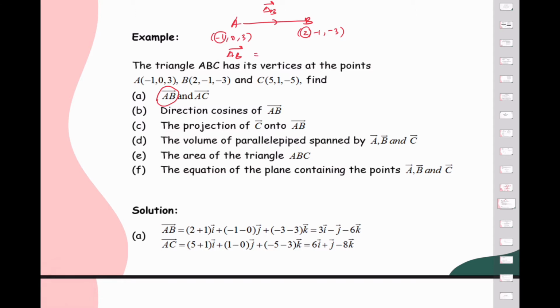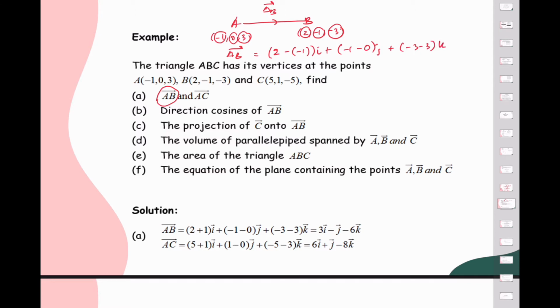So you will have 2. Okay, you have 2 minus with negative 1. And this one is for I. Okay, and then you take the second point here, negative 1 minus with 0. Okay, plus negative 1 minus with 0, and this one is for J, and negative 3 minus with 3, and this one is for K.